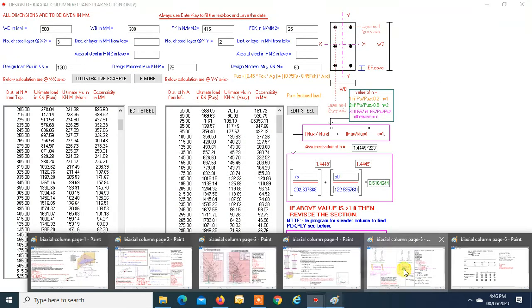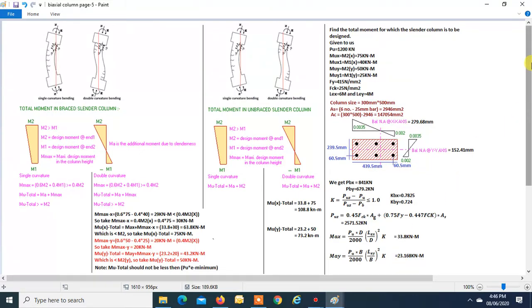There can be two types of column, that is, braced slender column or unbraced slender column. When the end moments are in opposite direction, then the column will bend in a single curvature. When the end moments are in the same direction, then the column will undergo a bend which will form double curvature. So these things remain the same in the case of an unbraced column.